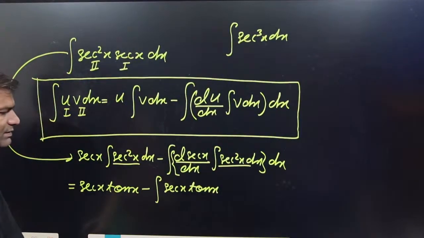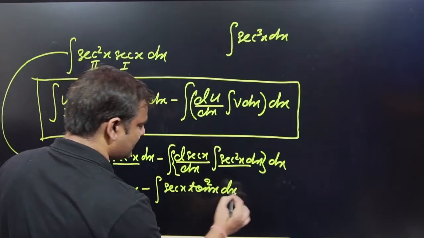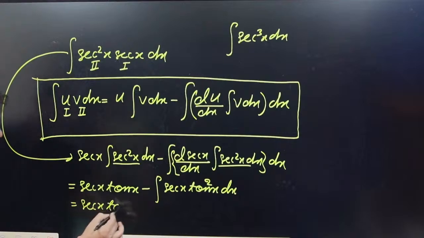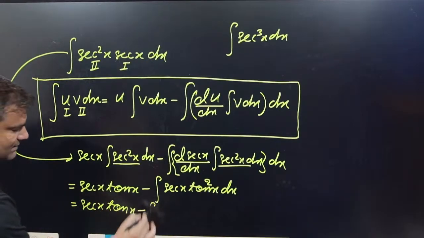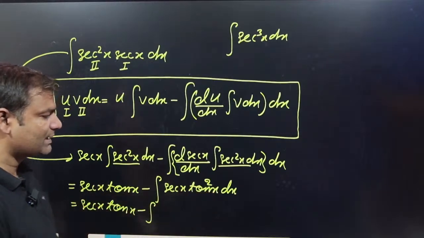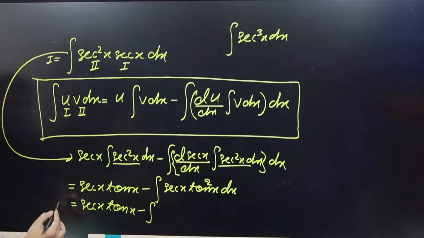Integration of sec x tan²x dx. Here, sec x into tan²x, and that one is basically I. So this one is written as I.